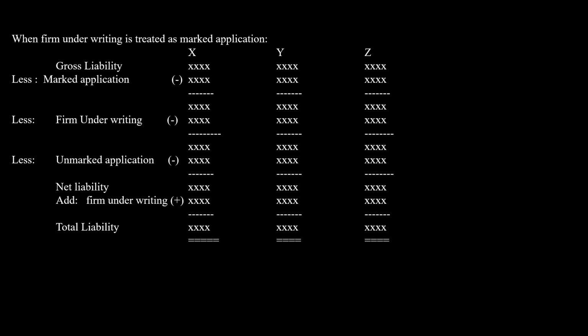We are going to see what is firm underwriting. The firm underwriting is the format I have given you here. As usual, we'll start with the gross liability, minus marked application, then minus firm underwriting, then minus unmarked. The remainder will be net liability. Then you'll add back your firm underwriting, which you deducted in the second stage. Okay. The final answer will be called net liability.